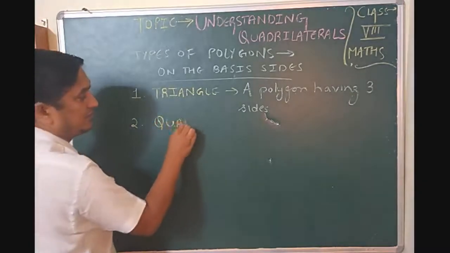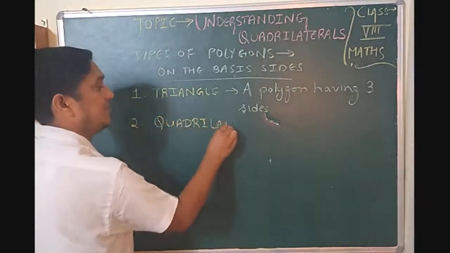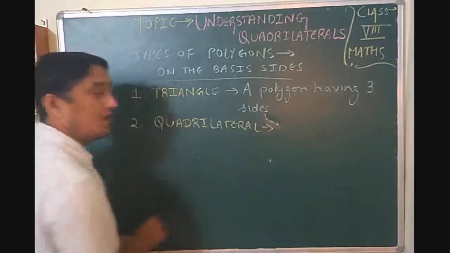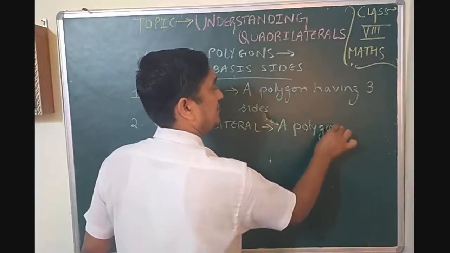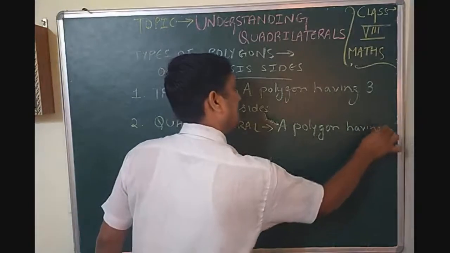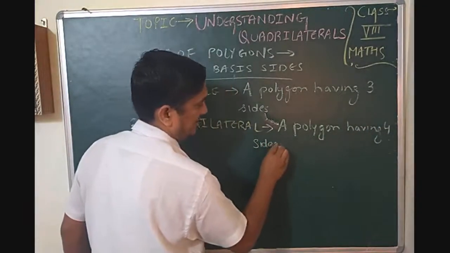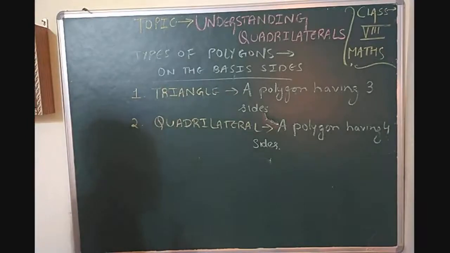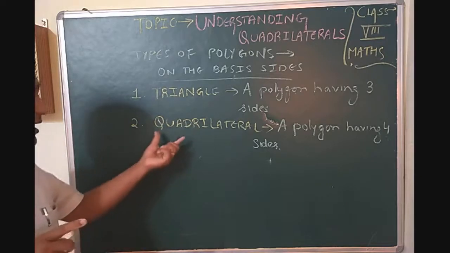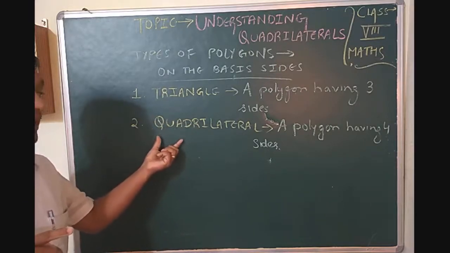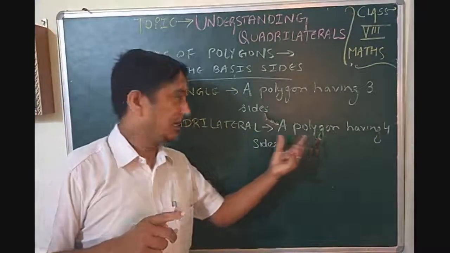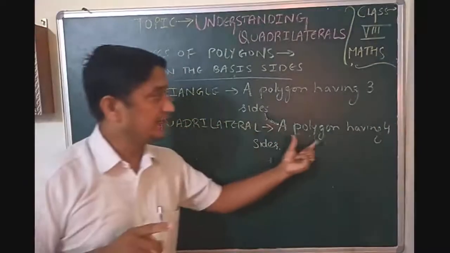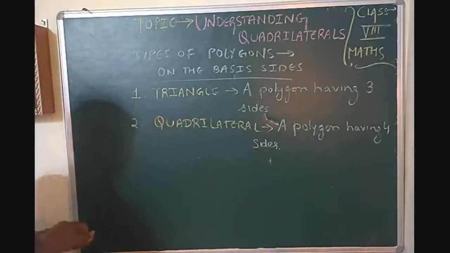Quadrilateral. It means a polygon having four sides. All the four-sided figures, just like a square, rectangle, trapezium, all are quadrilaterals because they all have four sides, so they are termed as polygons also. Quadrilaterals are a polygon having four sides.